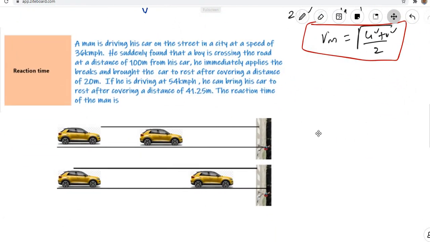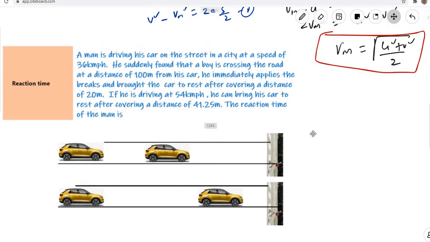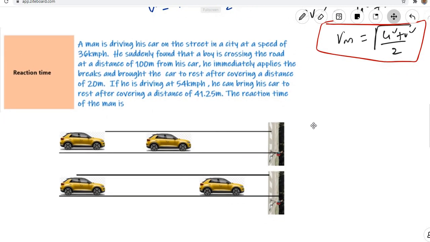So let's see what this problem is all about. A man is driving his car on the street in a city at a speed of 36 km/h. So this man is moving with the velocity 36 kmph. 36 kmph is nothing but, multiplying by 5 by 18, it will be 10 meters per second. It is 10 meters per second.